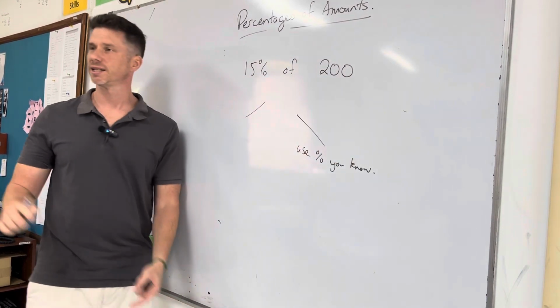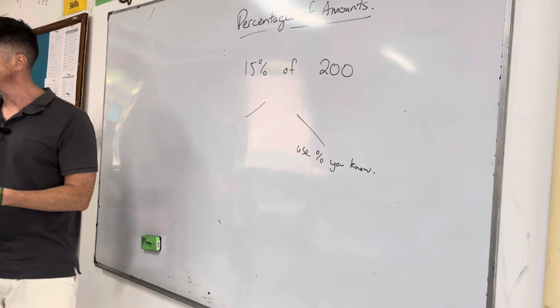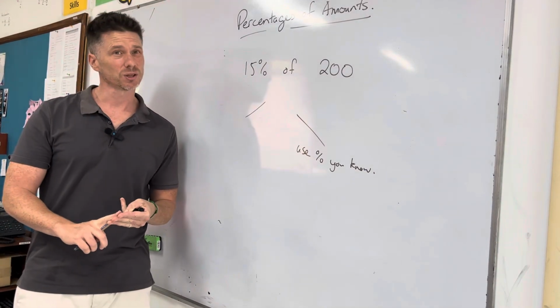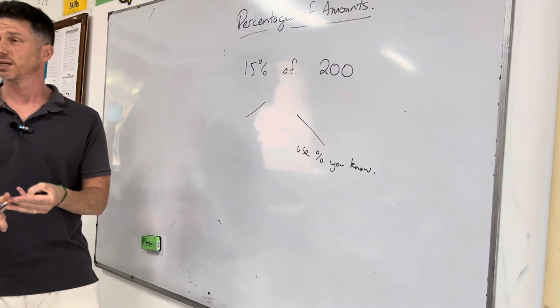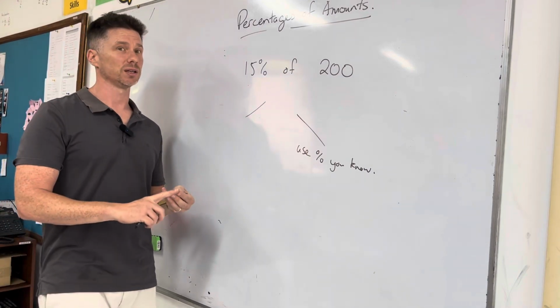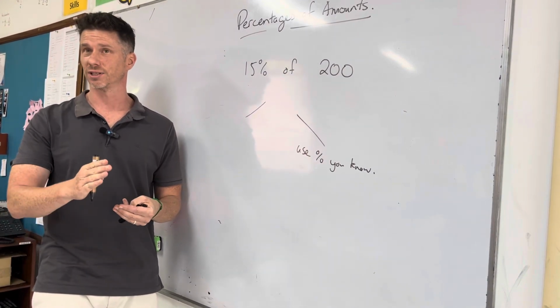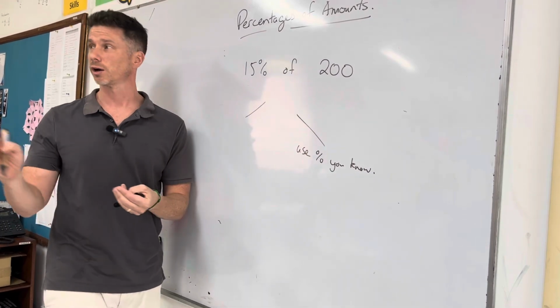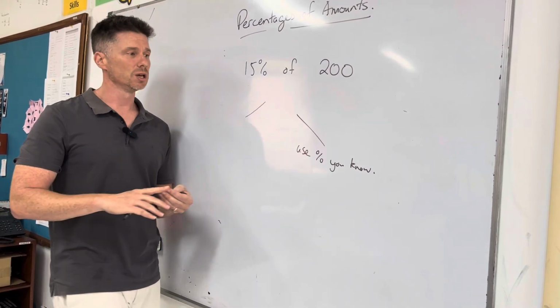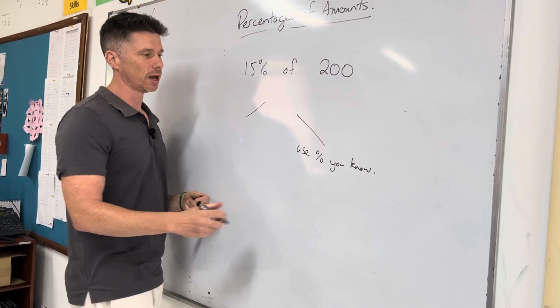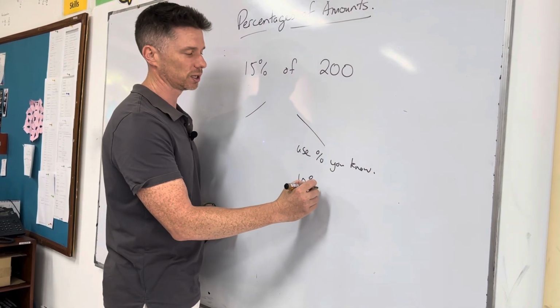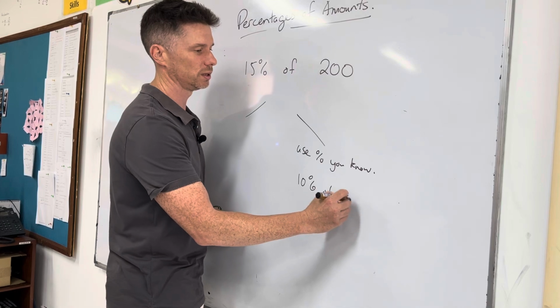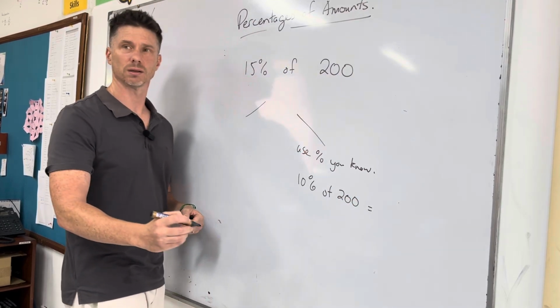So it's very easy to get 10% of something, very easy to get 1% of something, 50% of something, pretty easy to get. 50% is half of something, 10% is 1/10, so just knock off a decimal place. 1% is 1 out of 100, so knock off 2 decimal places. So Harry's suggesting if I know 10% of something, 10% of 200 is what?